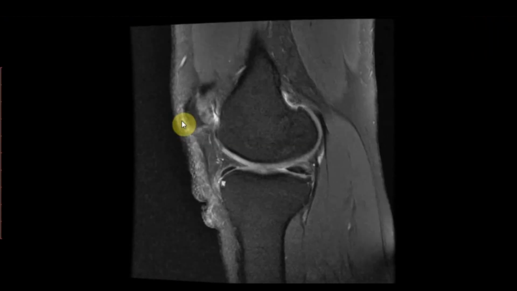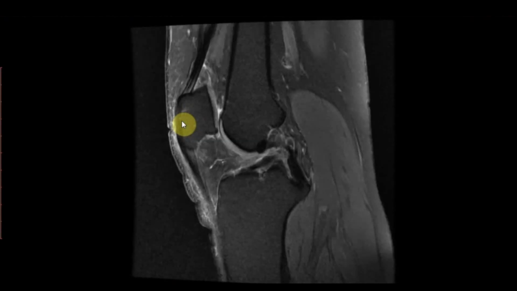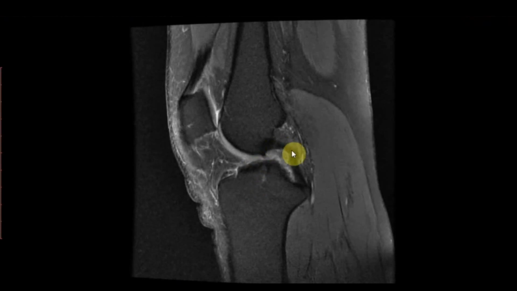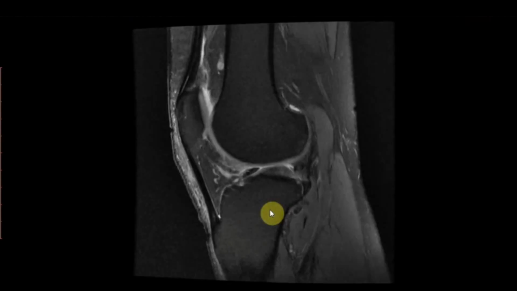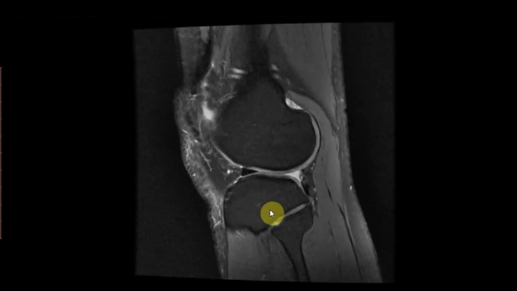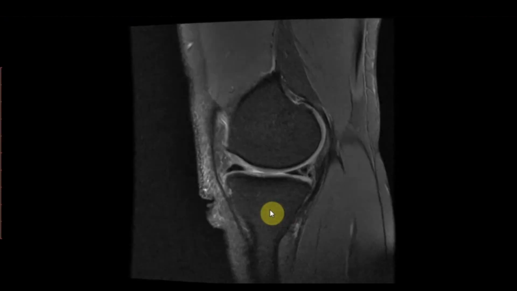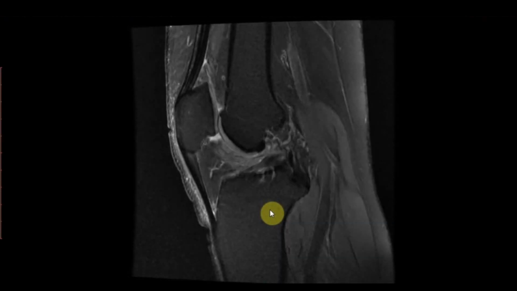This is again a case of ACL tear. So here the expected location of the anterior cruciate ligament is not going towards the femur but it is lying over the tibia. So it is abnormal in course, abnormal in signal intensity. The posterior cruciate ligament is showing buckling. There is no obvious marrow contusion or edema. The patient is not in the acute phase of injury.